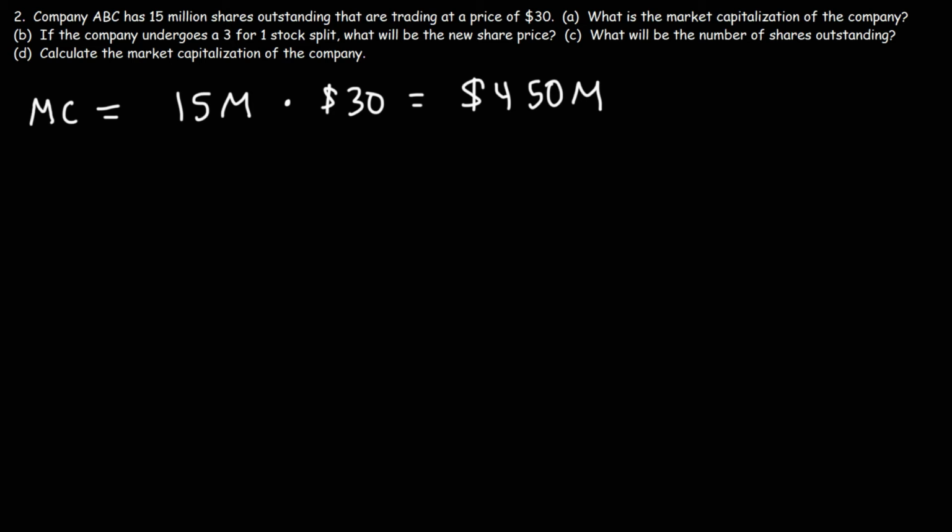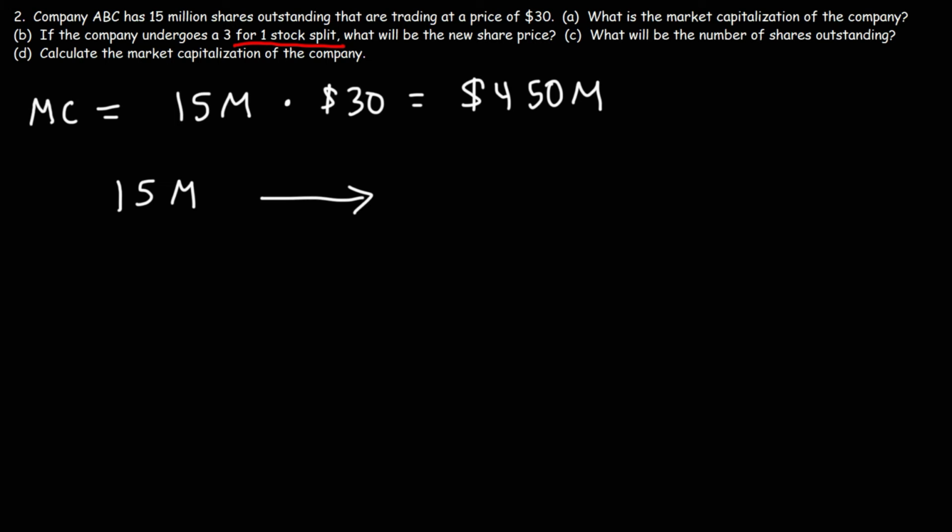Now part B, if the company undergoes a 3-for-1 stock split, what will be the new share price? And at the same time, let's answer part C. What will be the number of shares outstanding? Personally, I like to focus on the number of shares first. In a 3-for-1 forward stock split, what's going to happen to the number of shares? Will it go up or will it go down?